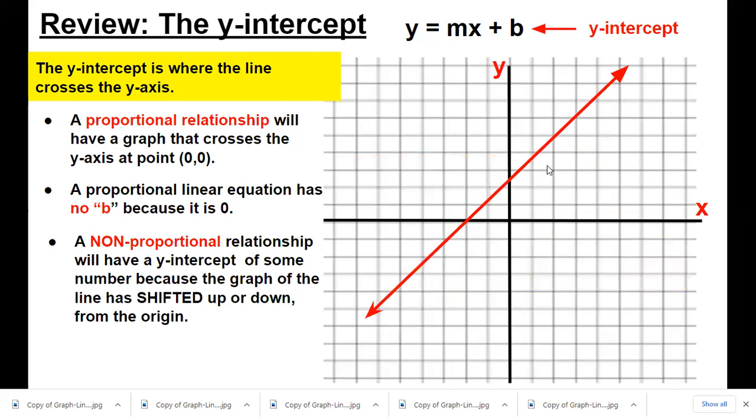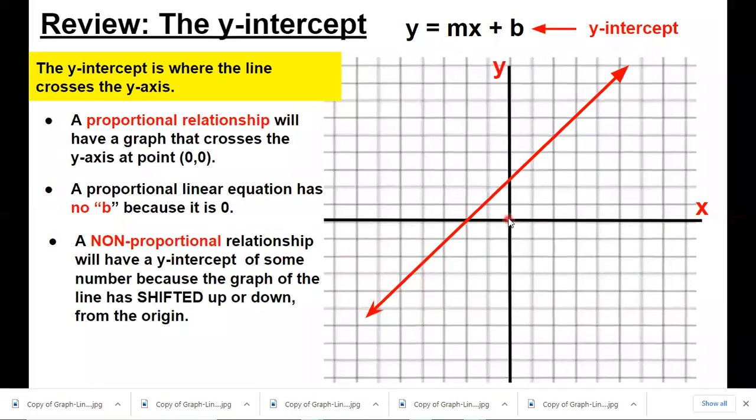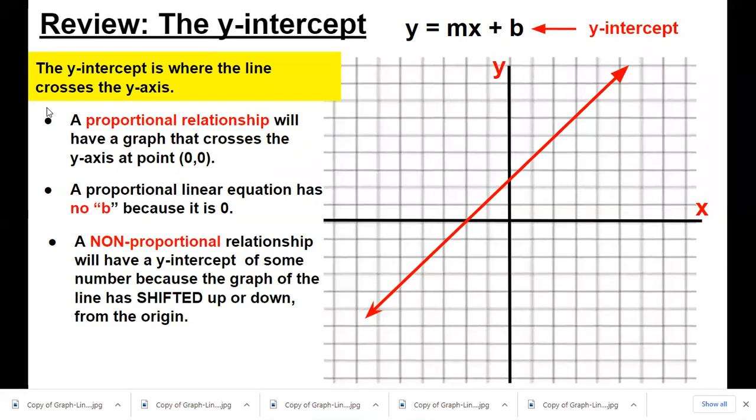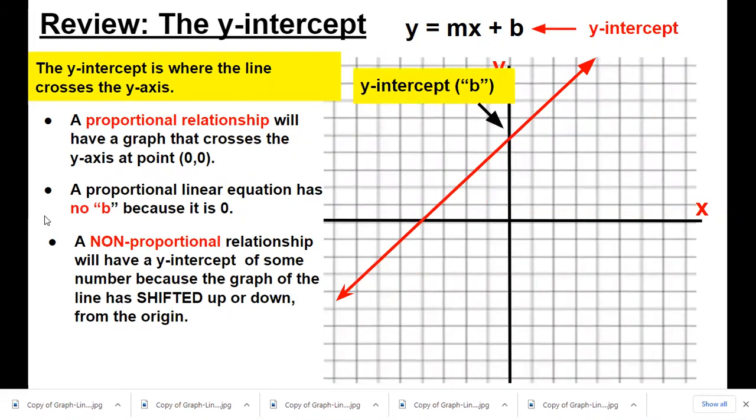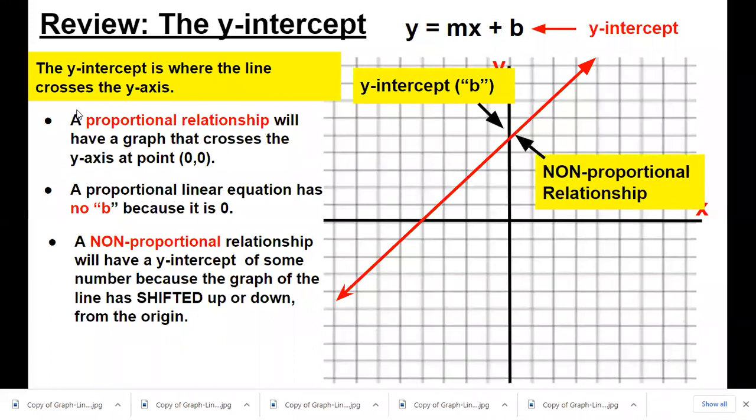So here now the line has shifted up. Notice how it's no longer at (0, 0). Spotlight here. So here's (0, 0). So it's moved up, right? It's no longer at (0, 0). So that is a shift. You now have a b. The b is where it crosses the y-axis. So it happens to be right at this point. What is that number? Well, it depends what our scale on our graph is. If it goes by units, it'd be 1, 2, 3, 4, 5. That would be our b. So that is a non-proportional relationship because it does not go through (0, 0).